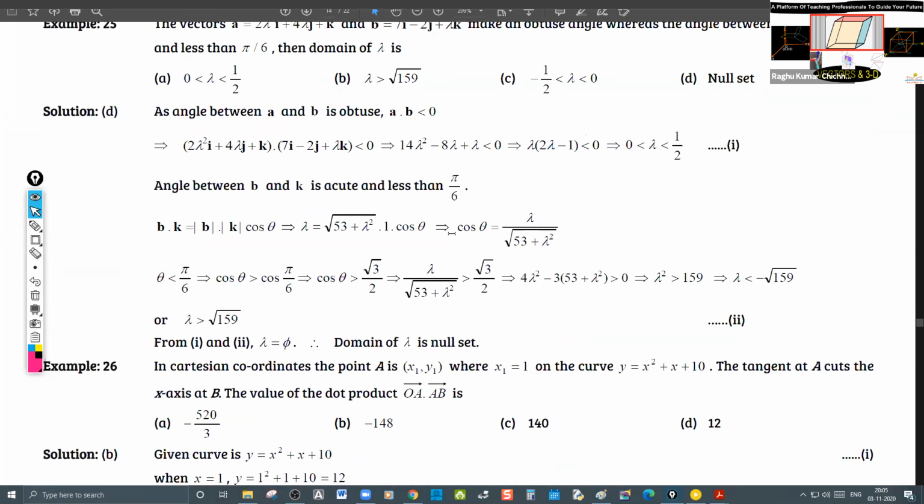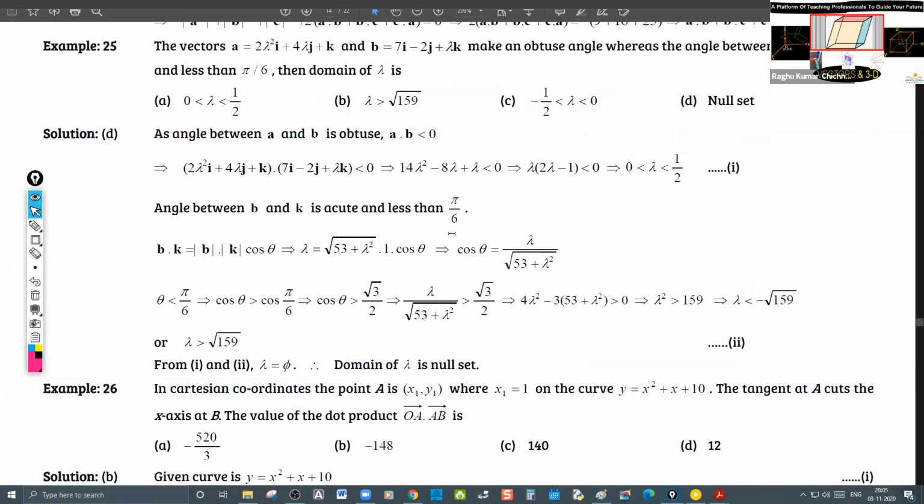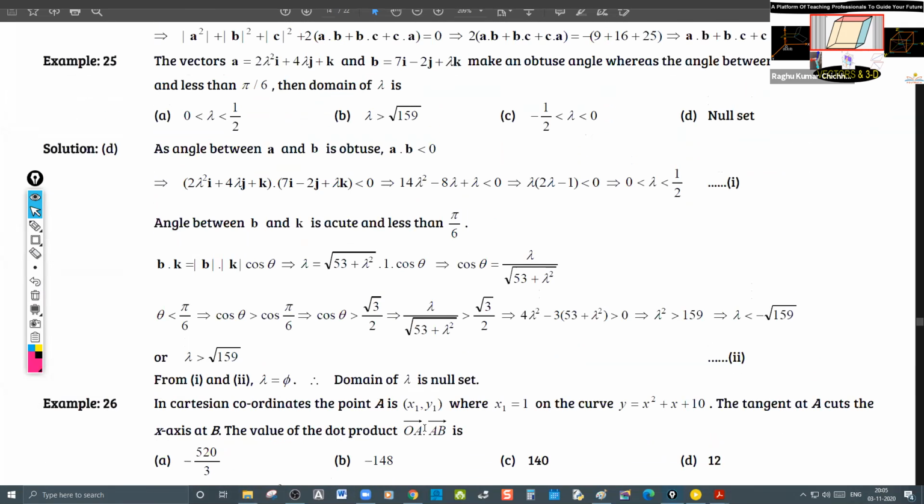Okay. Next, find the Cartesian coordinates of the point A. Next problem, please. A is (x1, y1), where x1 is equal to 1, on the curve y is equal to x square plus x plus 10. The tangent at A cuts the x-axis at B. Find the value of the dot product OA bar dot AB bar.